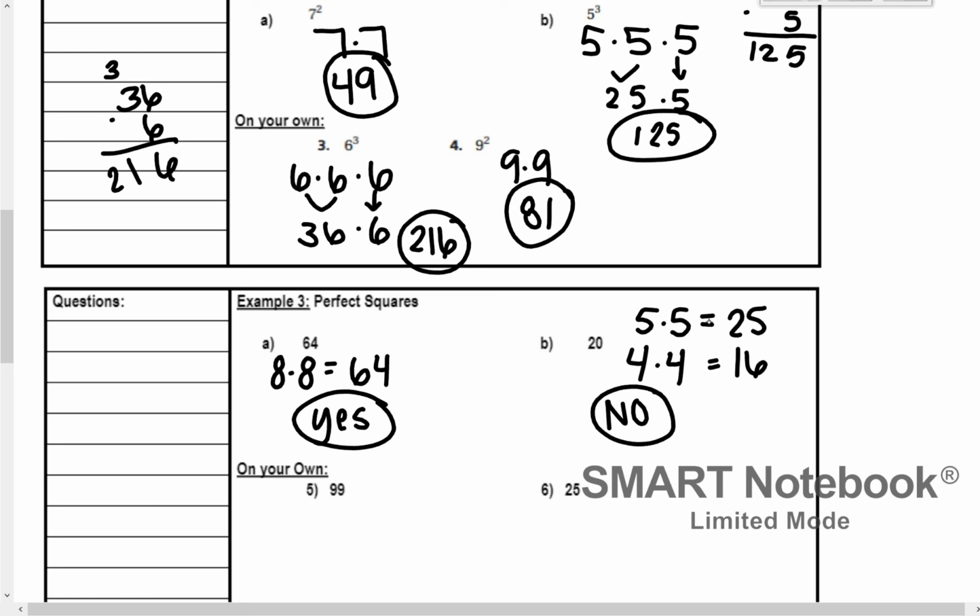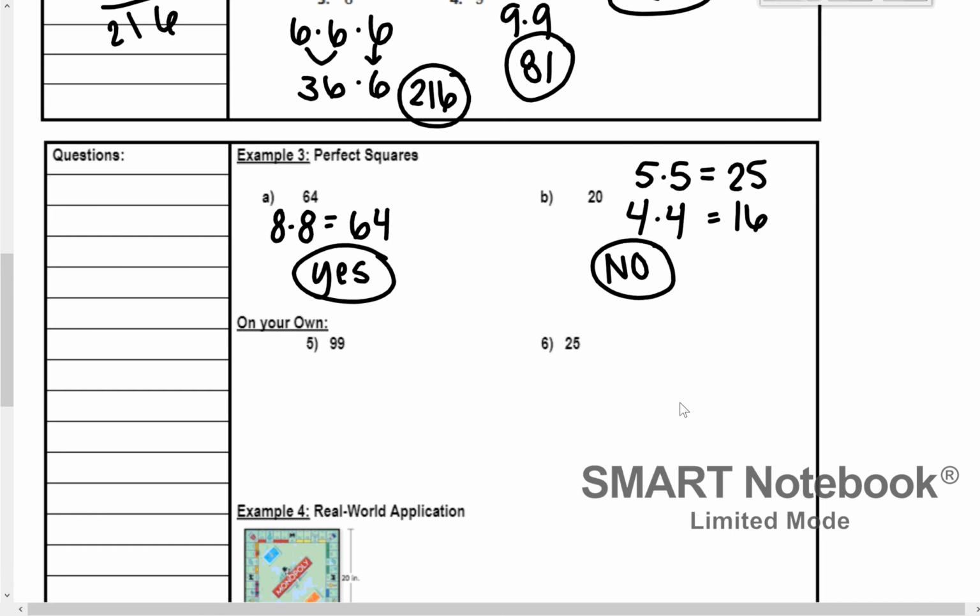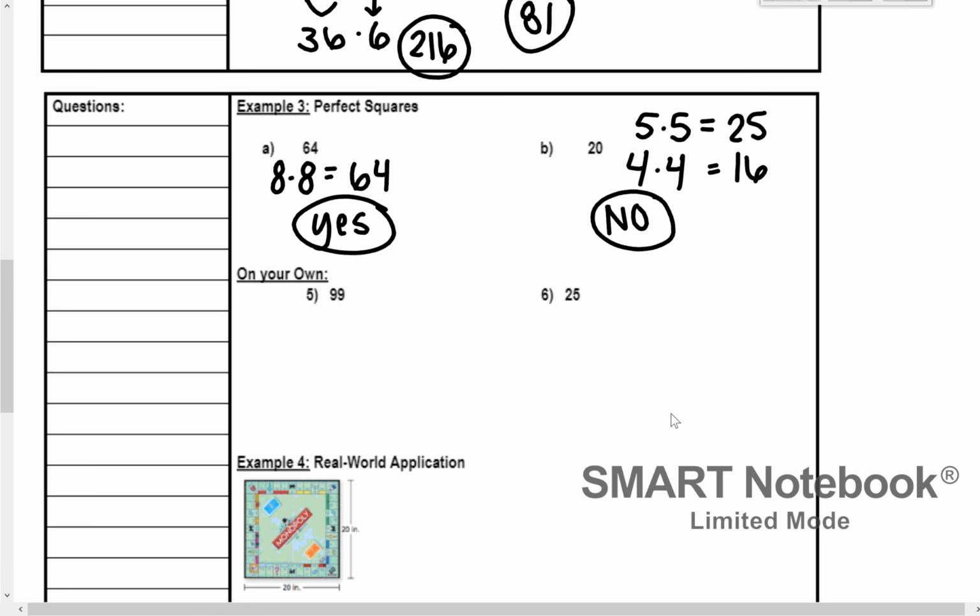Okay, and this is how we would show our work. We'd show our work of the perfect square above 20, 5 times 5, and the perfect square below 20, 4 times 4. Try the next two on your own, so pause the video, try these on your own, and then resume the video to check your work.